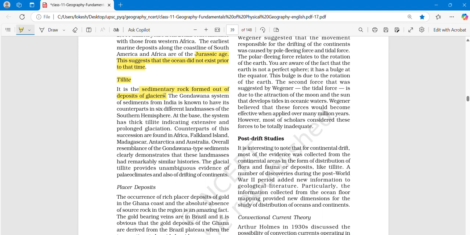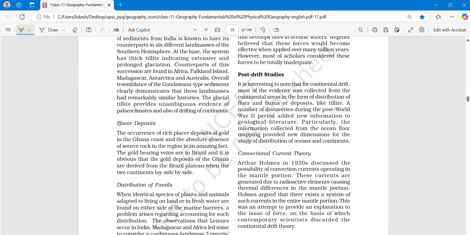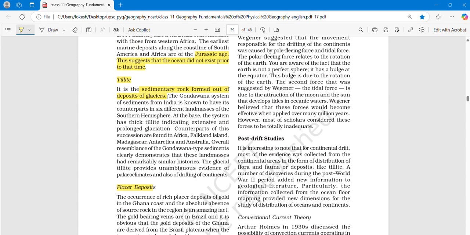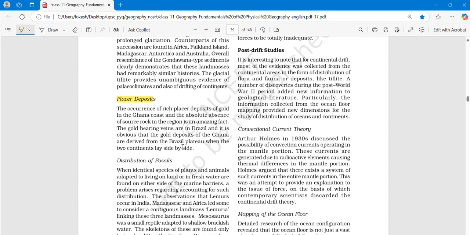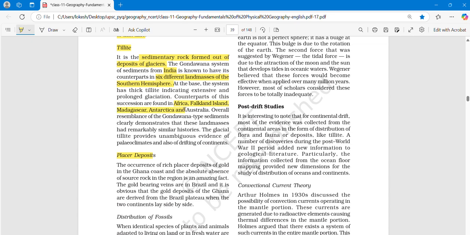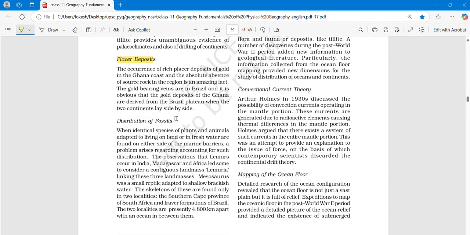Overall, this continuity demonstrates that these landmasses were once joined. Glacial tillite provides unambiguous evidence of paleoclimates and also of the drifting of continents. Okay, next, placer deposits. India, six different landmasses in the southern hemisphere: Africa, Falkland Islands, Madagascar, and Australia.